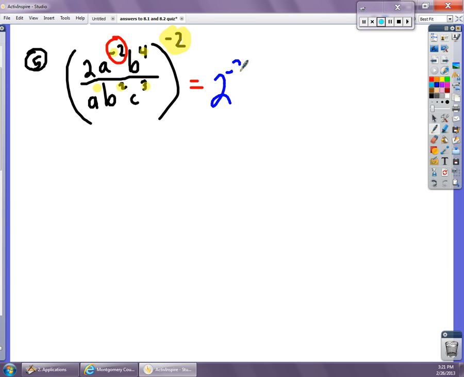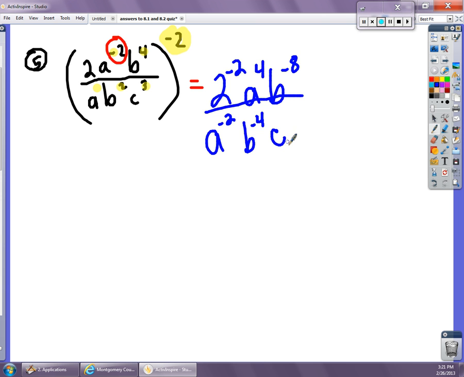So I'm going to write 2 to the -2. I'm not going to solve that. It has a negative exponent. A to the 4th, b to the -8th, over, and then I'm going to put that -2 on everything on the bottom. A to the -2nd, b to the -4th, and c to the -6th.